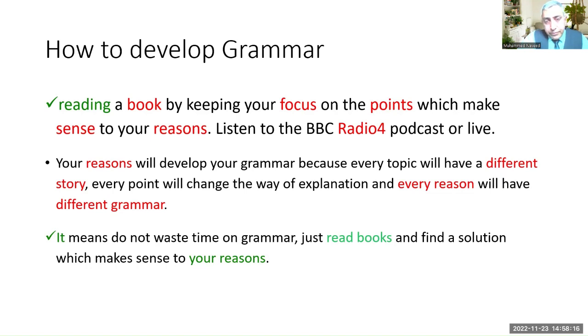So first, reading a book by keeping your focus on points. If you can see the word in red, that's a very important action you must focus on. Focus on points which make sense to your reasons. What is the reason that you have to read that particular book? You have to have some kind of reason if you are reading the book. When you have a reason, you will be able to understand the logic behind it. You'll be able to understand what kind of points have been added into that book, and whether those points make sense or not. So you have to understand your own reason before you start reading the book.